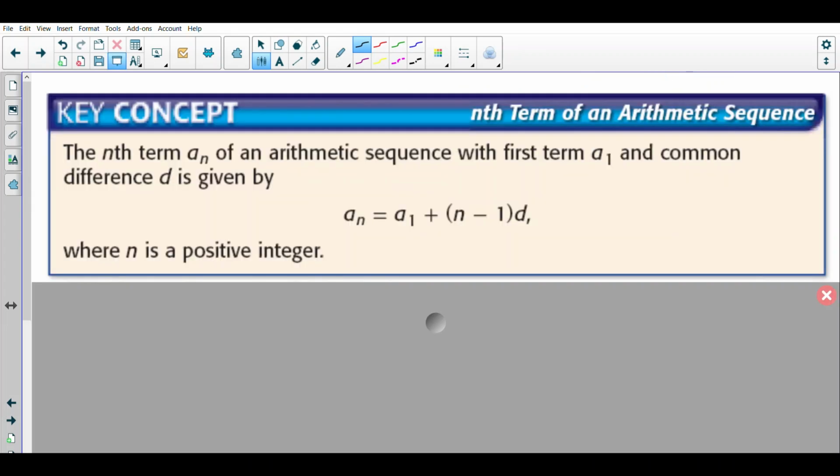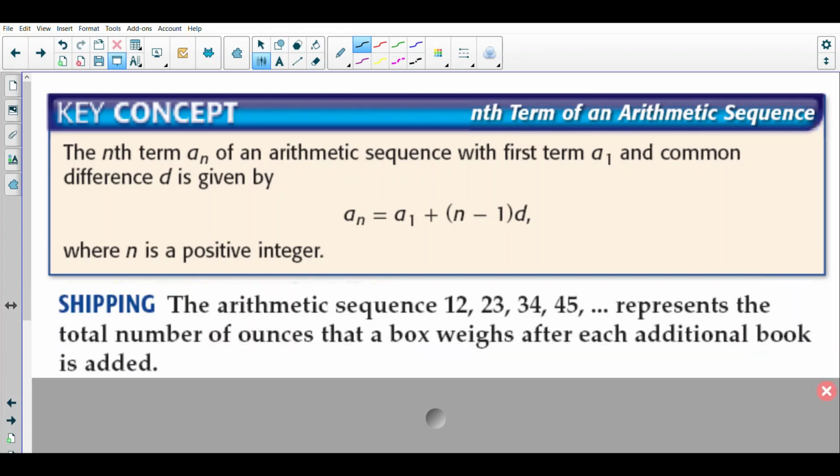Okay, so now this is the final slide here. The nth term, a sub n, of an arithmetic sequence with first term a1 and common difference d is given by the formula a sub n equals the first term a1 plus the quantity n minus 1 times the common difference, where n is a positive integer. If we don't want to list out all the terms of the sequence, we can use the formula to find the nth term. So if you want to find the 50th term, you can create a formula to figure out what it will be.